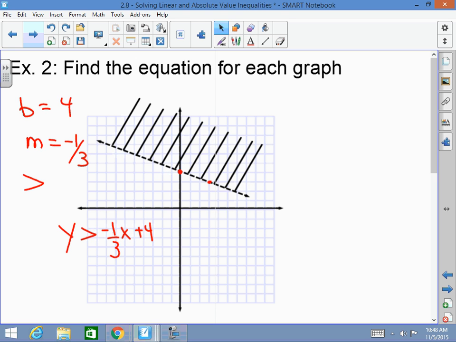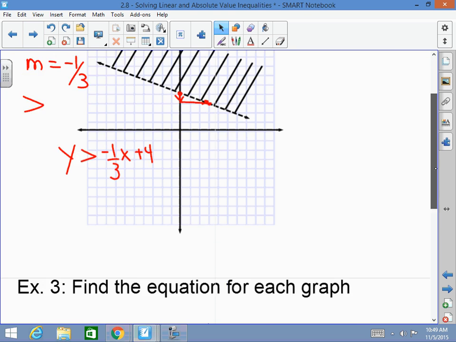Yeah, it's negative 1 over 3 because we're going from left to right always. So when I go from left to right, I went down 1, and I went 1, 2, 3 over to the right. So that's negative 1/3. Does that make sense, gentlemen? Any other questions on this before we continue?